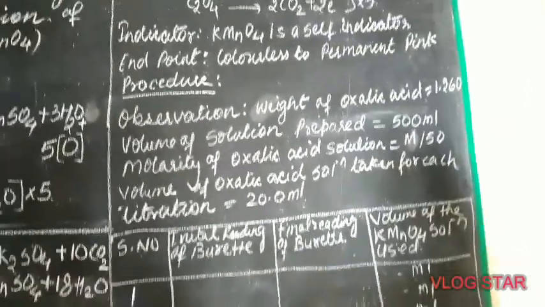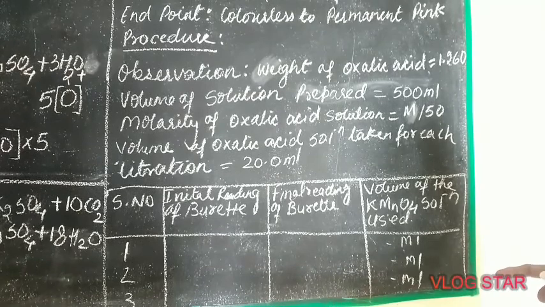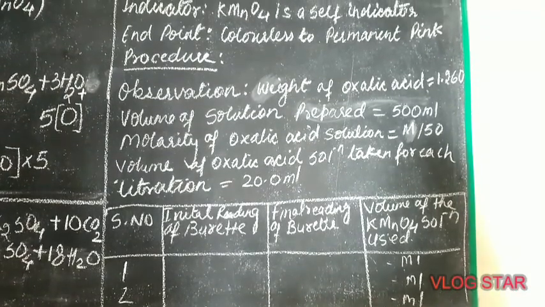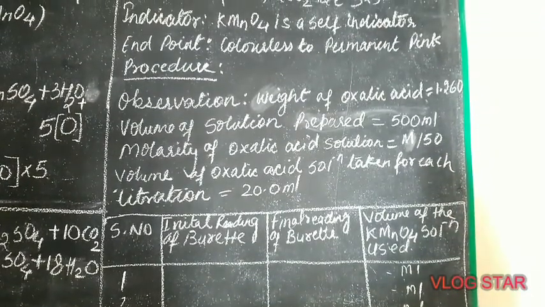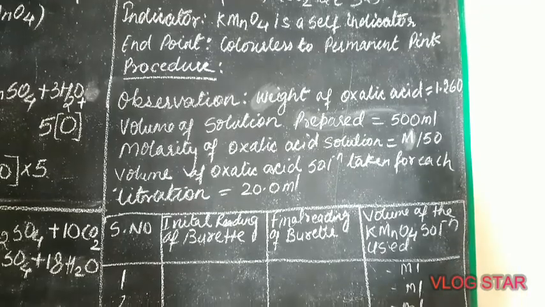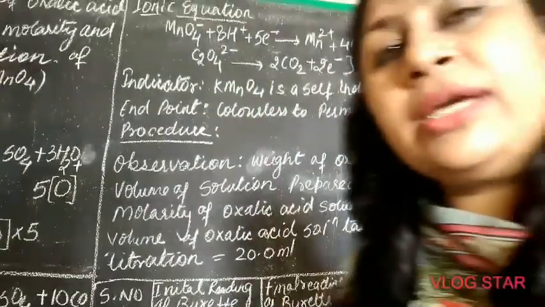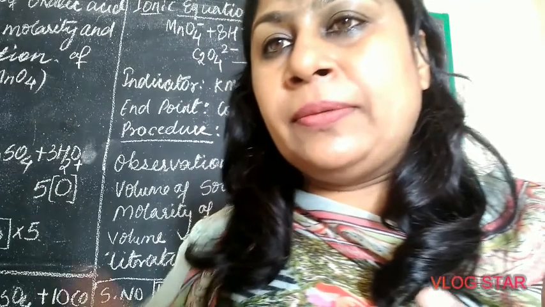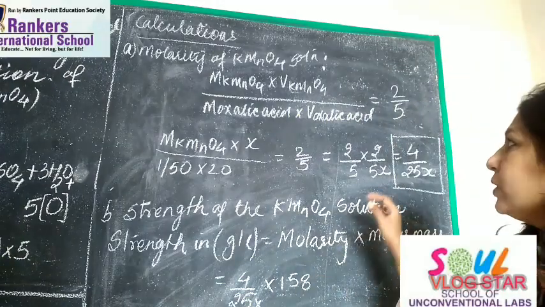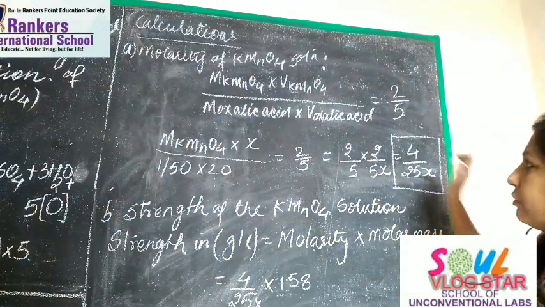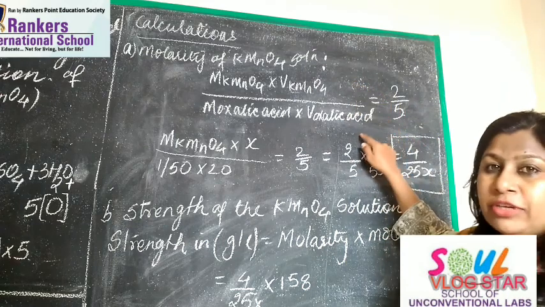After this, you have to make this chart: serial number, initial reading of burette, final reading of burette, volume of the KMnO4 solution used. Children, you have to take 3 concordant readings for that. Now the calculations. First, you have to take out the molarity of KMnO4 solution.